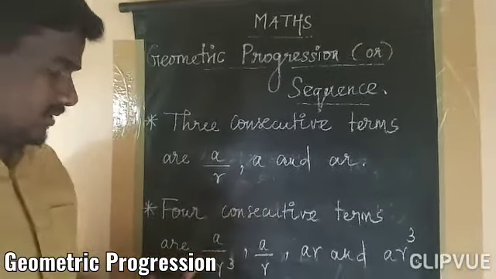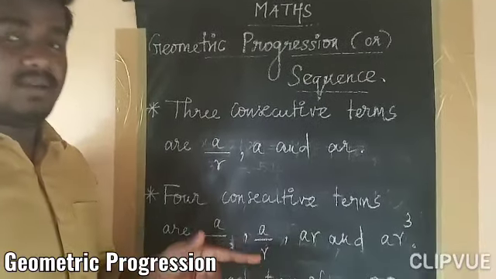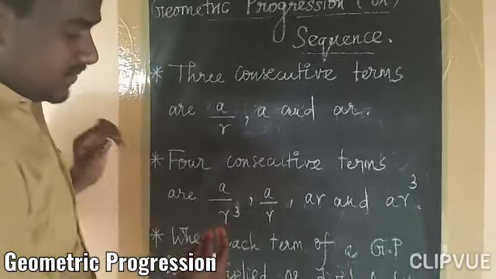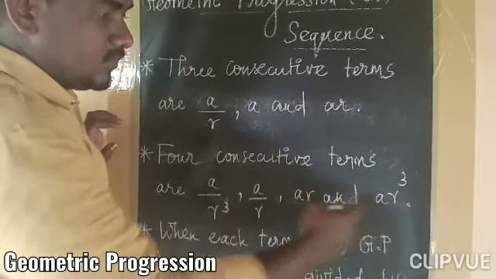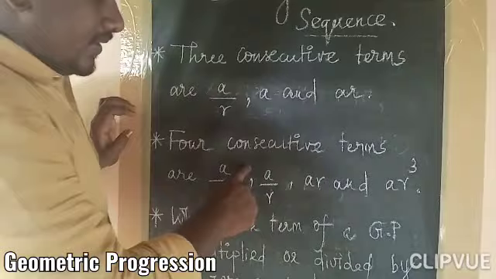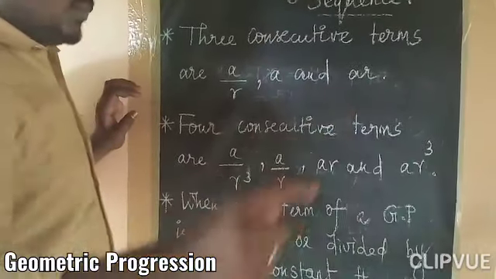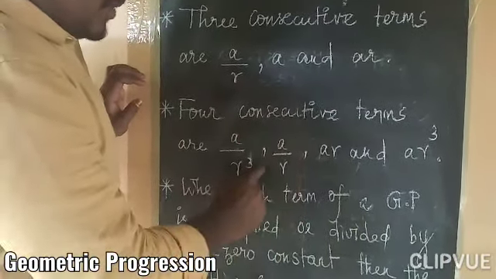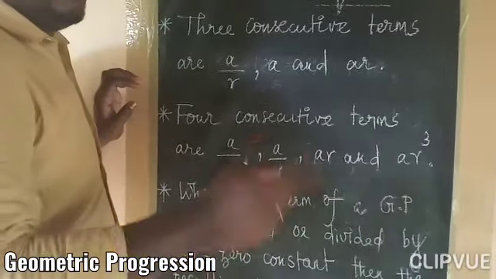Similarly, four consecutive terms means a by r cube, a by r, ar and ar cube. Here also, when we multiply them, this r cube will cancel and this r will be cancelled. So we can get the value of a power 4. So we can take a by r cube, a by r, ar and ar cube.